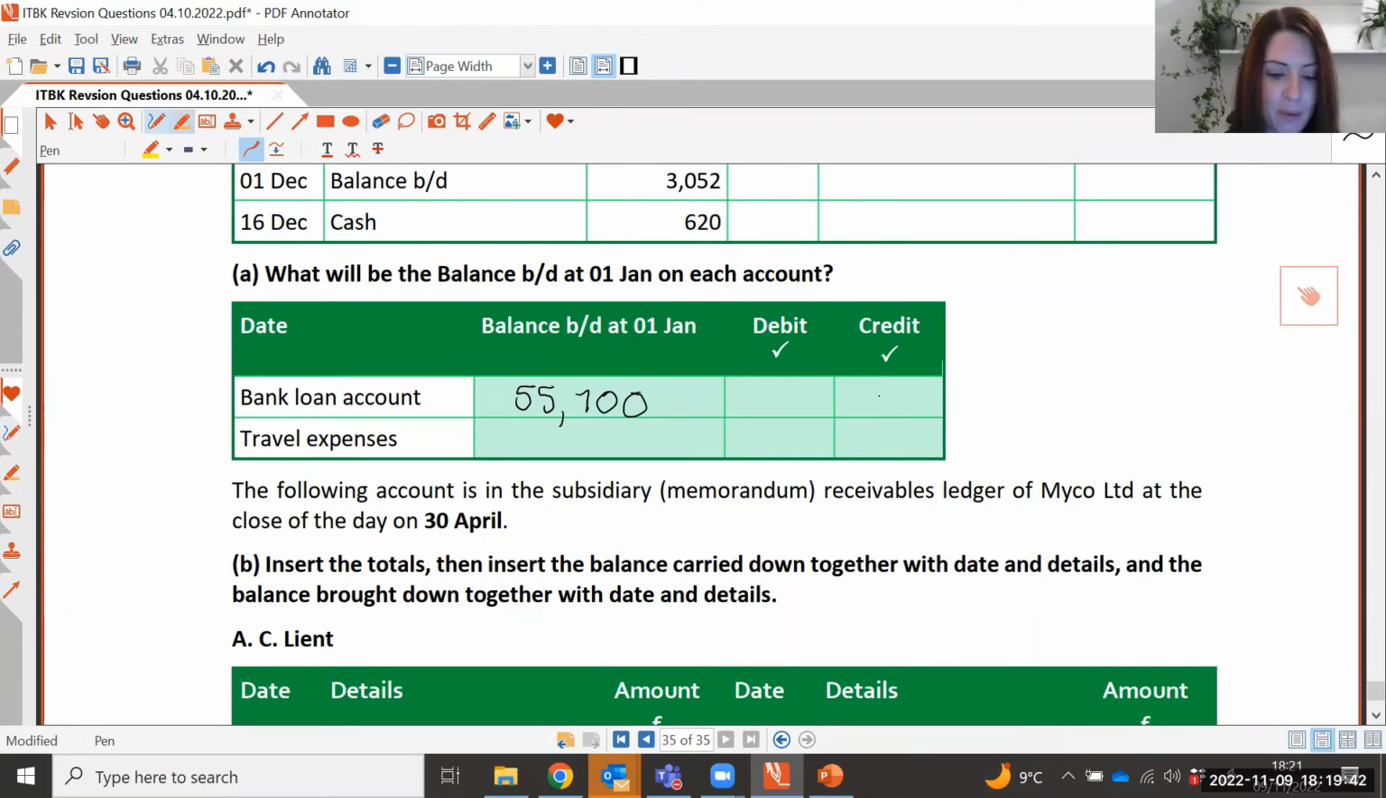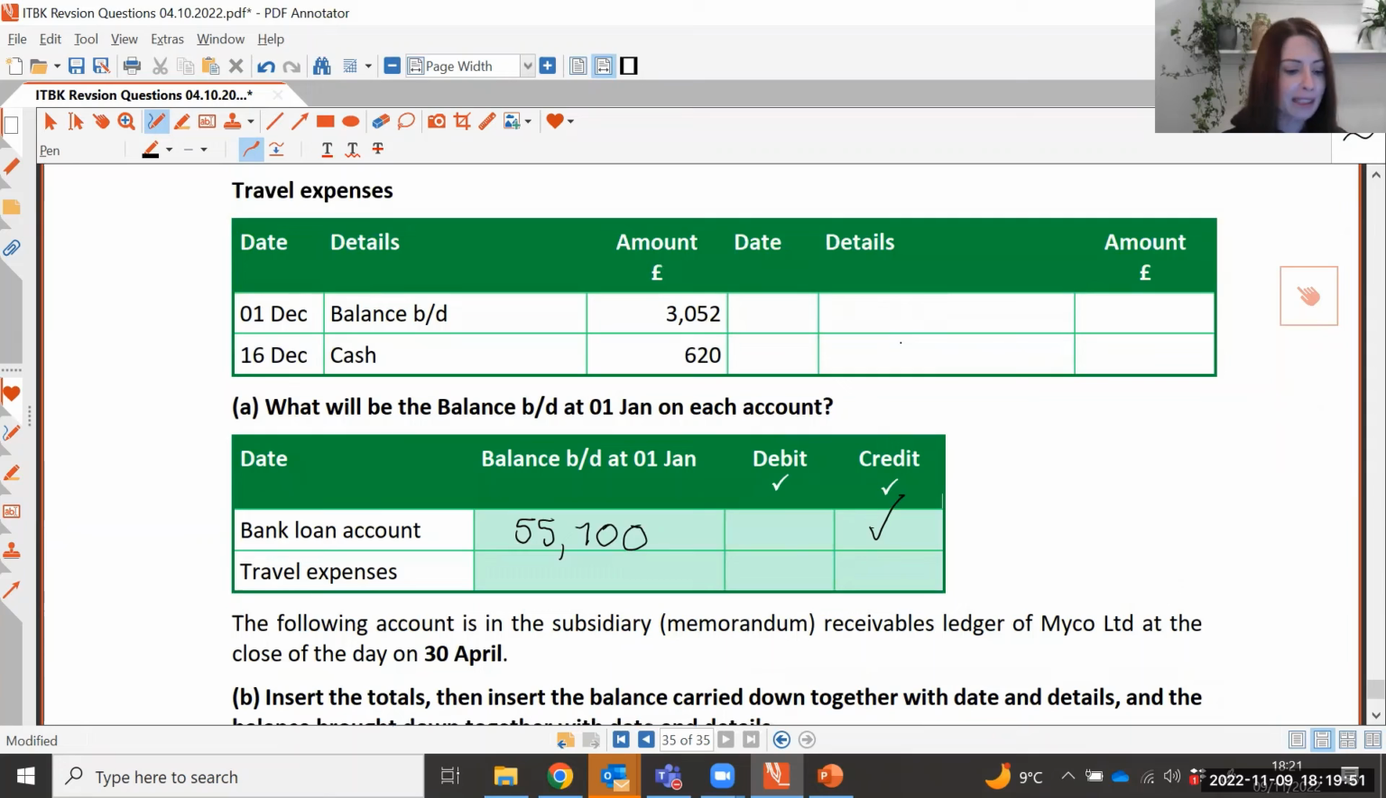Yeah, you're right. It would be a credit because it's a liability account. Good. So next we've got travel expenses. So what would the balance brought down be on the travel expenses account? Yeah, brilliant. Yeah, 3,672.